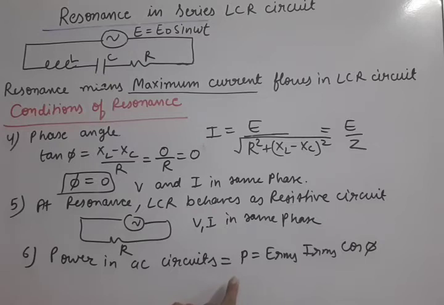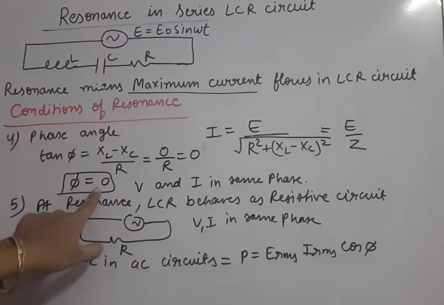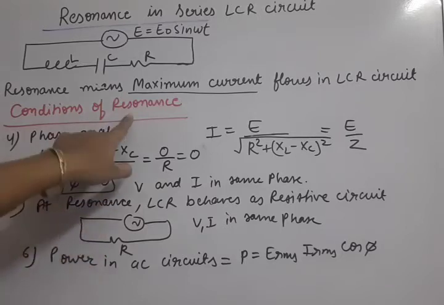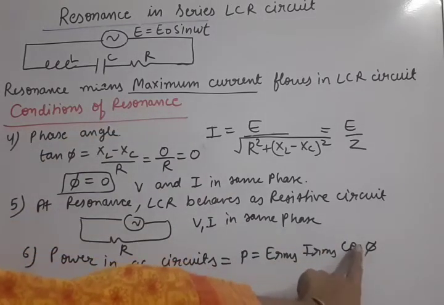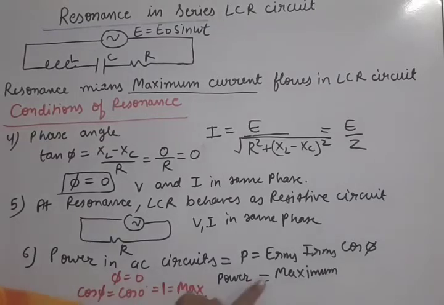Now what will be the power, maximum or minimum? That also we have to answer. We already have the answer for phi at resonance: phi is 0. So let us put phi equal to 0. If I put phi 0, that means cos 0 is 1. That's why the power is maximum, because cos phi becomes 1 at resonance. So power is maximum at resonance.